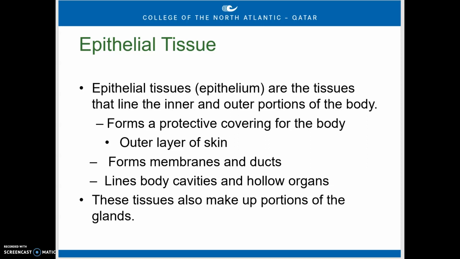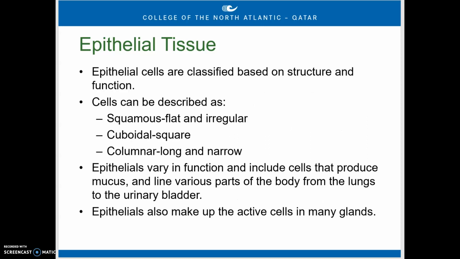It's going to line those body cavities that we talked about in the first unit. It's also going to line our hollow organs. If you think about our digestive tube, for example, that's going to be covered in epithelial cells. Our respiratory tract. And these tissues are also going to make up, in some cases, large portions of glands.